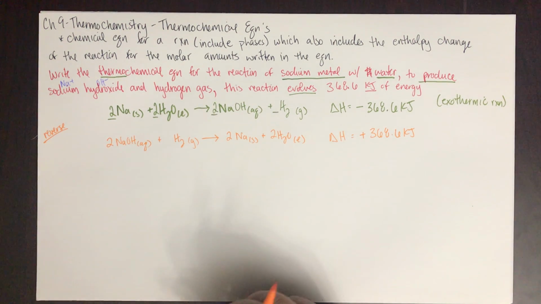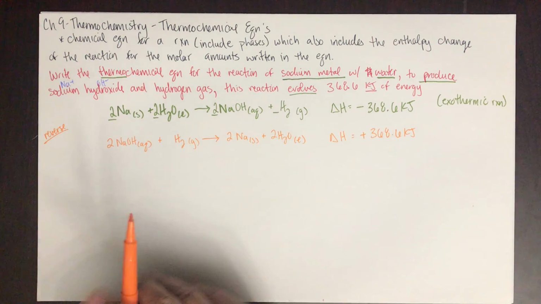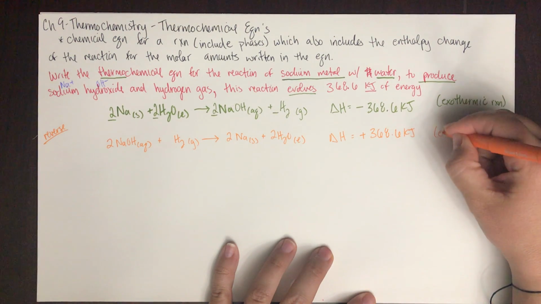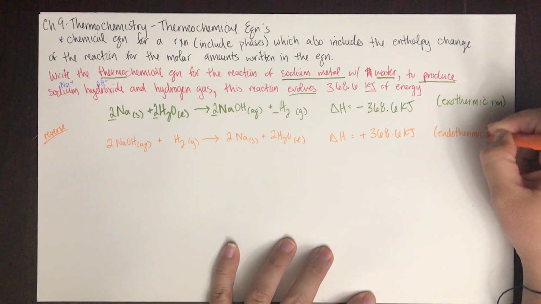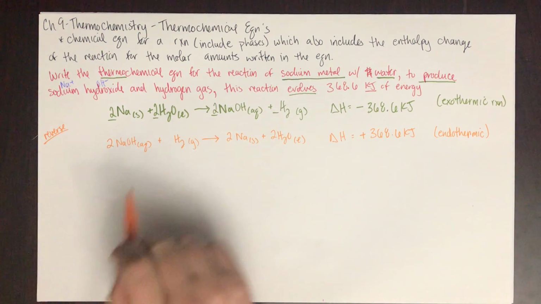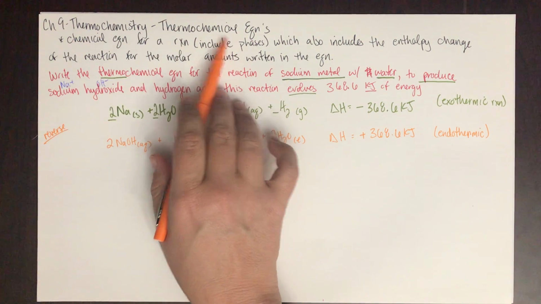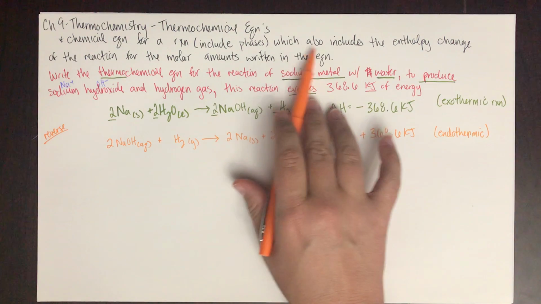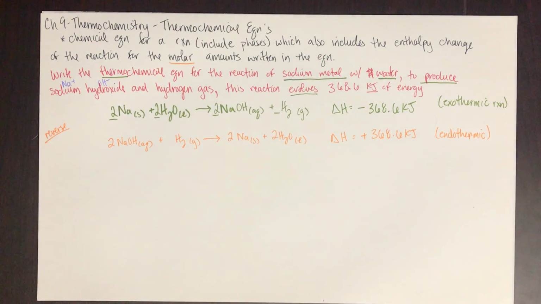If you were to double the reaction, if you were to multiply all these coefficients by 2, you would multiply the enthalpy change by 2. The enthalpy change is for this reaction at these molar amounts. So a thermochemical equation is a chemical equation for a reaction including phases, which also includes the enthalpy change of the reaction for the molar amounts.